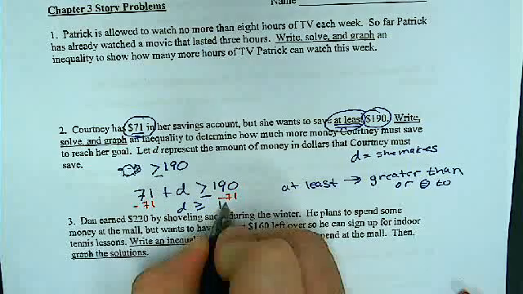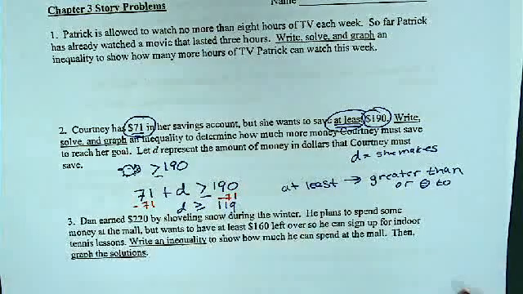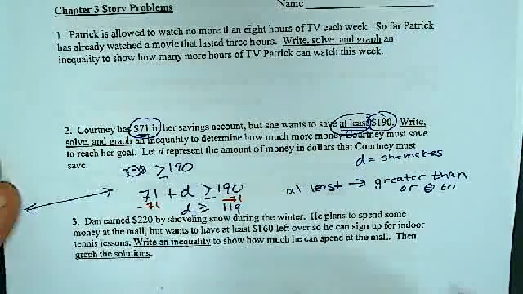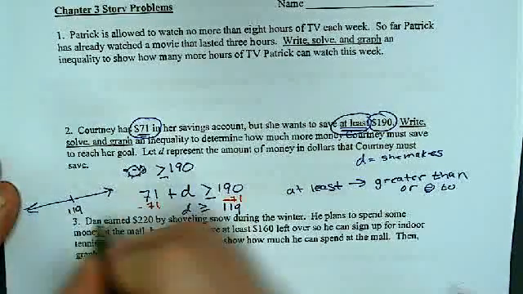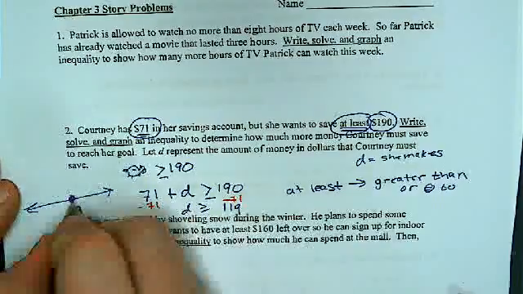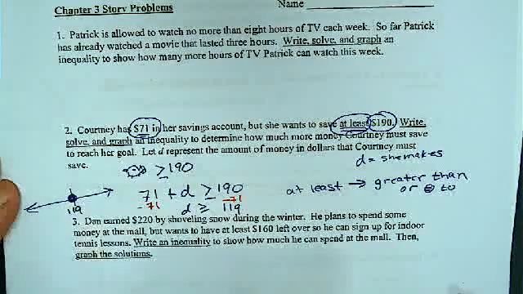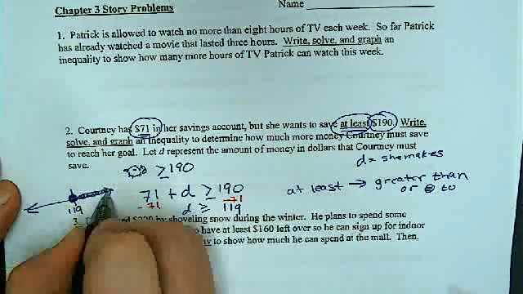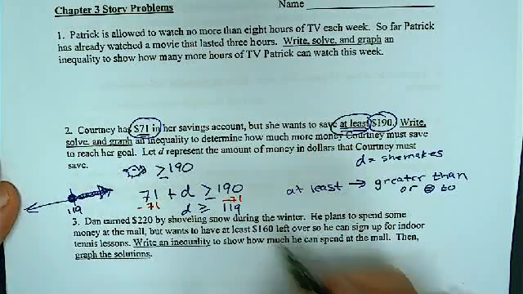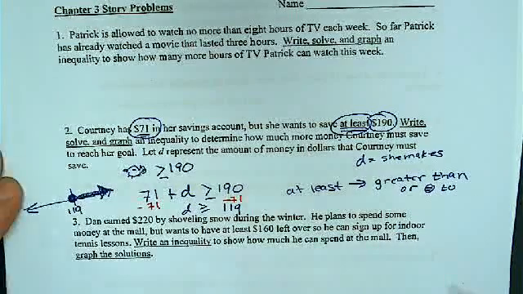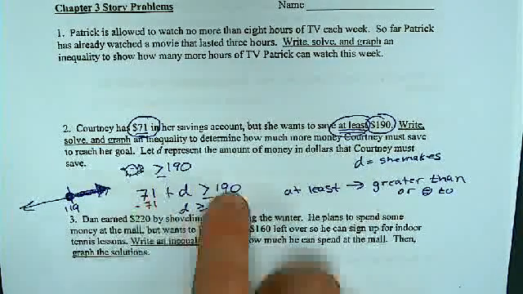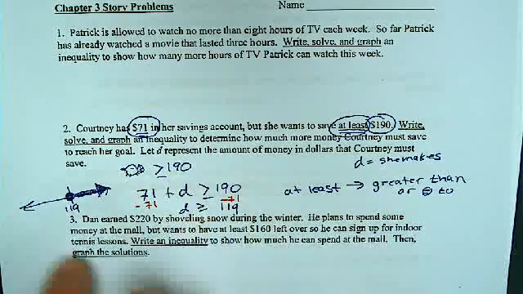119. And then when I graph that, here's 119. What kind of dot would I make if it's greater than or equal to? Closed. And then I shade to the right. Not the left. Remember, if the variable is on the left, I shade the direction it points. So we'll go that way with it. So there's the equation, or sorry, the inequality written. There's the solution, and there's the graph.